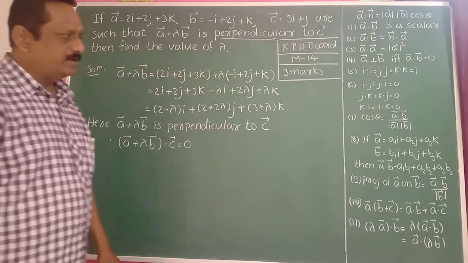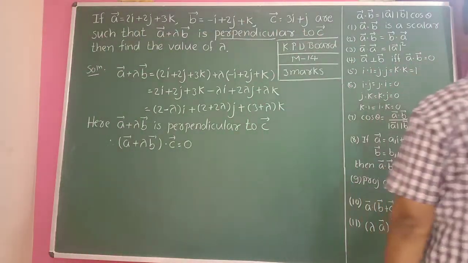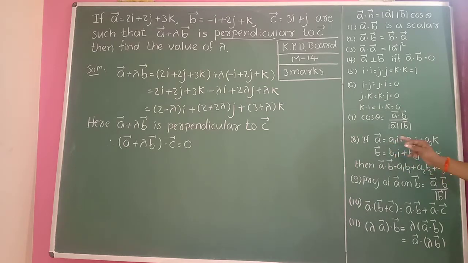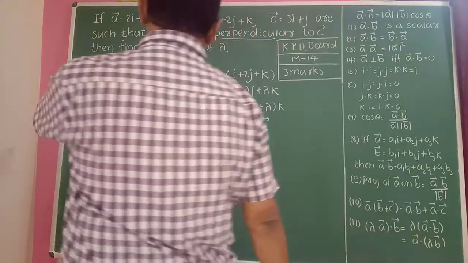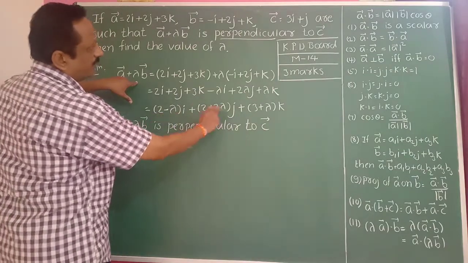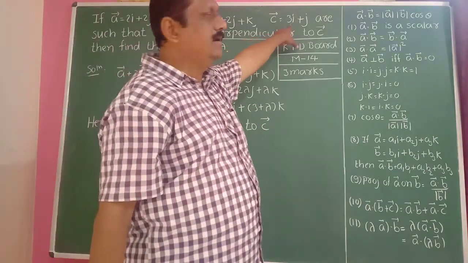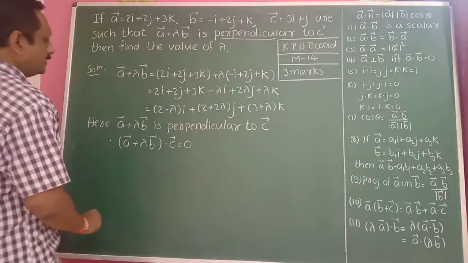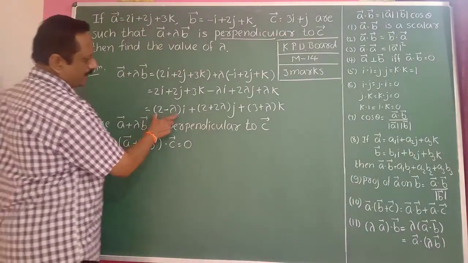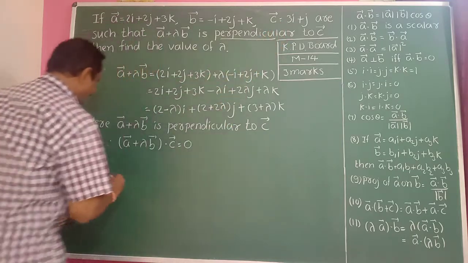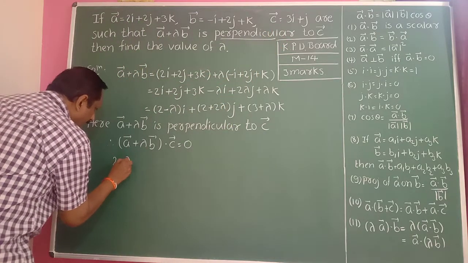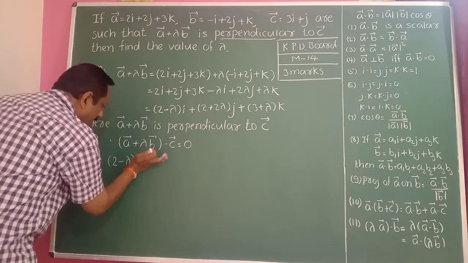Okay. Next, you know that if two vectors are in component form, a bar and b bar like this, then the dot product a bar dot b bar is a1 b1 plus a2 b2 plus a3 b3. So use that formula here. Here a bar plus lambda into b bar is this vector, and c bar is this vector 3i plus j. Its dot product is given by 2 minus lambda into 3.